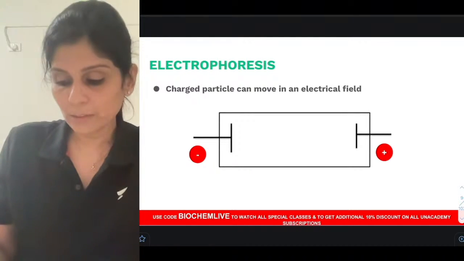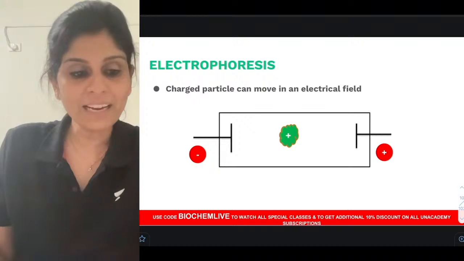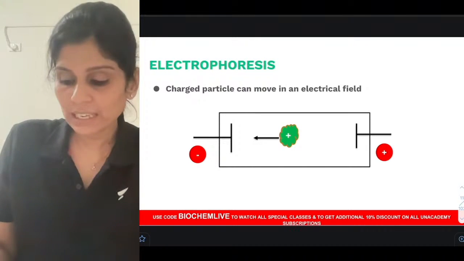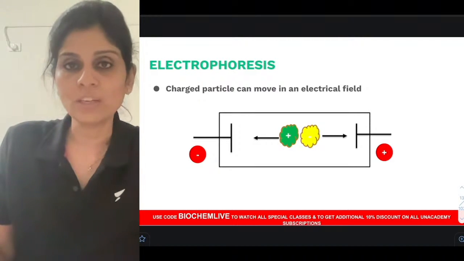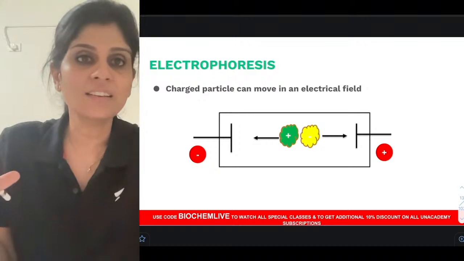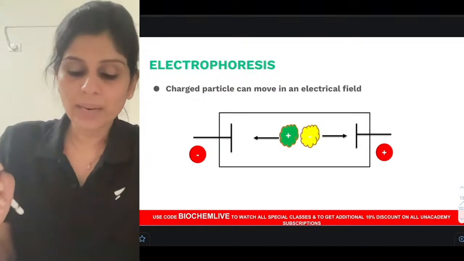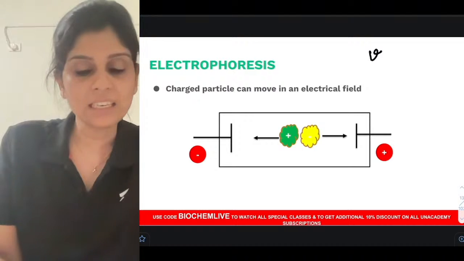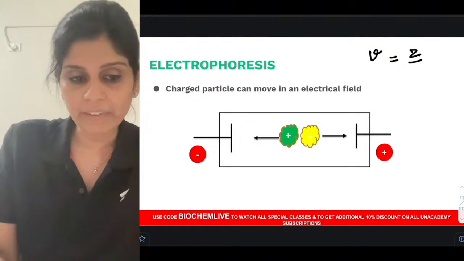In that case, if there is a positively charged particle, where will it move? It will move towards the negatively charged electrode. If it's a negatively charged particle, it moves towards the positively charged electrode. So any charged particle can move in an electrical field. And the rate of migration of a charged particle in an electrical field, V, is given by Z by F.